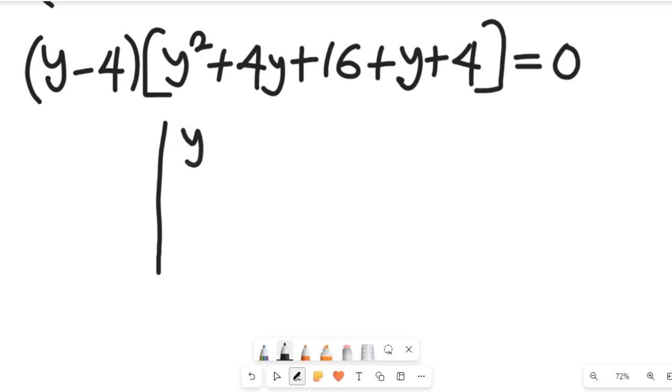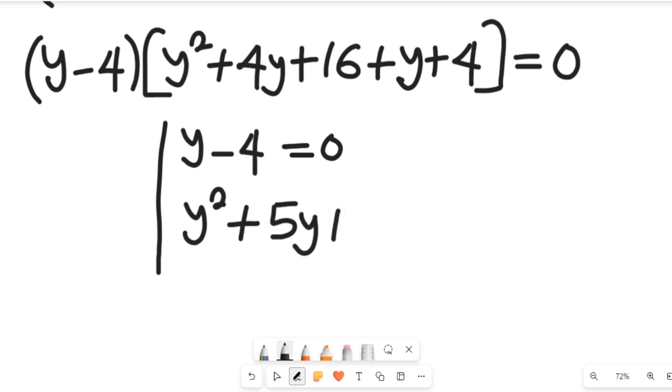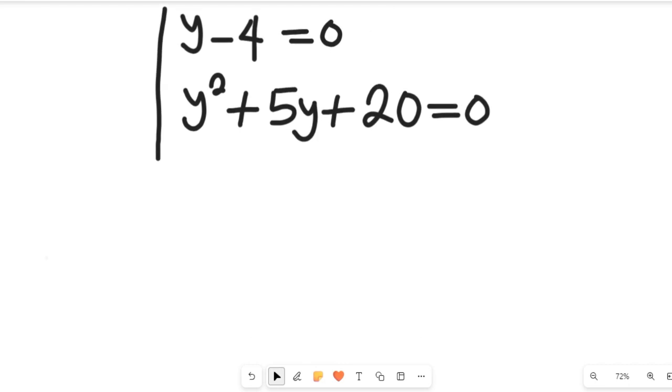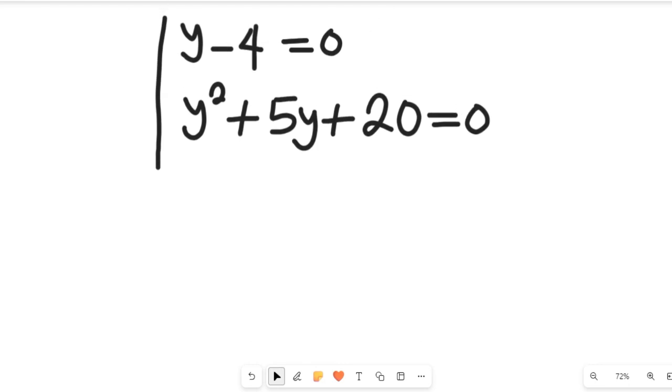The first equation is y minus 4 equal to 0, and the other expression is y squared plus 4y plus y is going to give us 5y, right, plus 16 plus 4 is going to give us 20, and this will be equal to 0. Great. So we have two expressions, y minus 4 equal to 0 and y squared plus 5y plus 20 equal to 0. One linear, one quadratic.